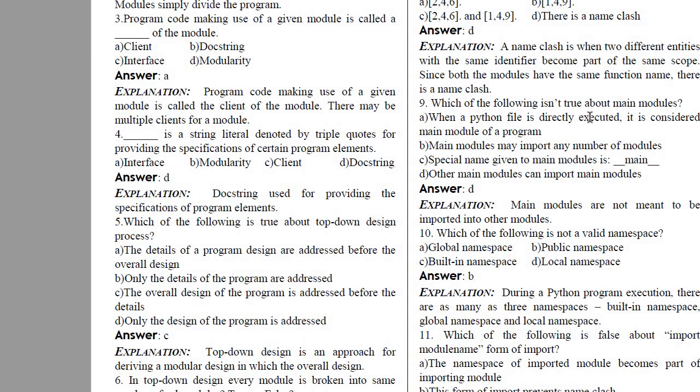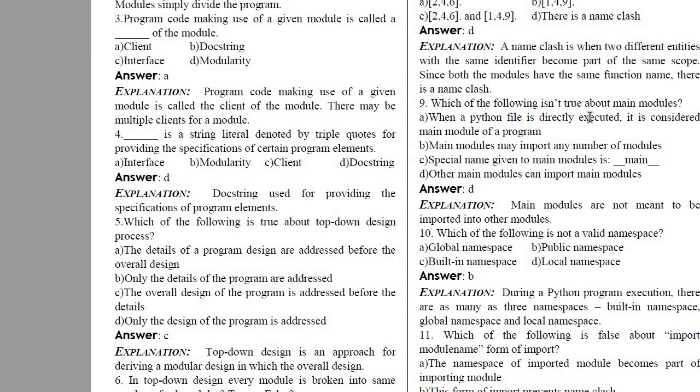Which of the following is not a valid namespace? Global namespace, public, local, built-in. As you see, it is public, because public is already a keyword. In Python, during program execution, there are three namespaces. First one is built-in, second one is global, and third one is local.